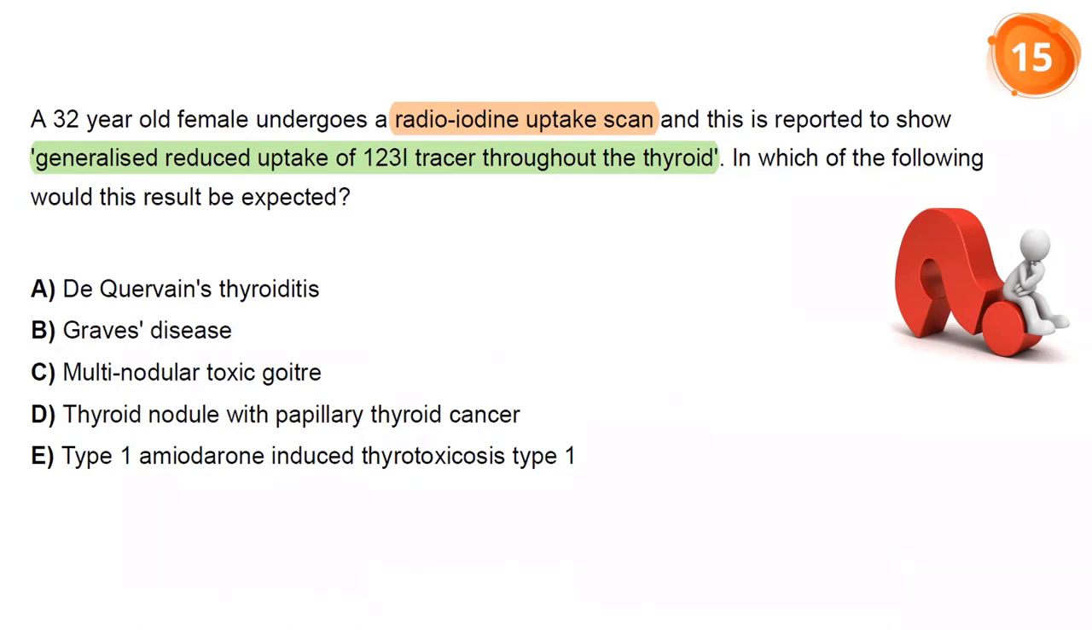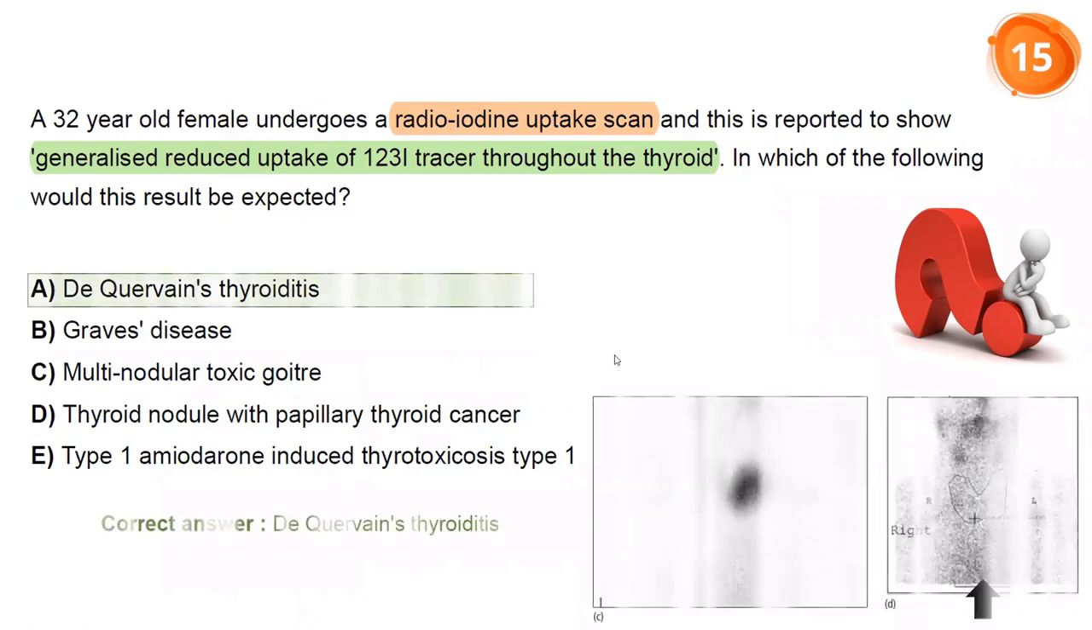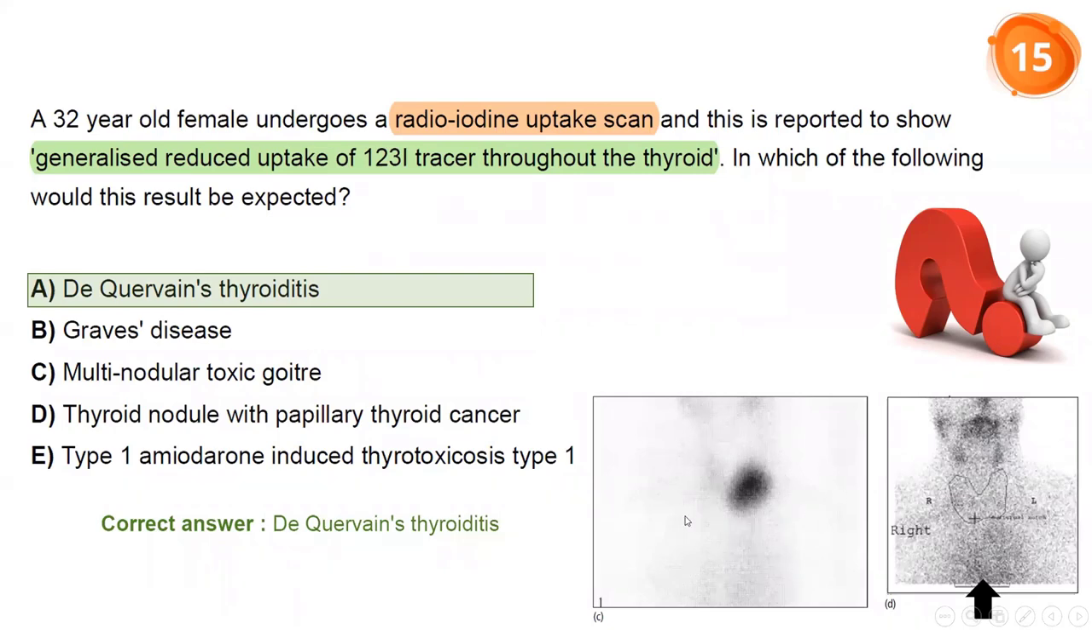So De Quervain thyroiditis leads to low, reduced uptake. And Graves' disease is like this. What is the diagnosis of this one? This is a toxic nodule. Toxic adenoma. So this is a toxic adenoma. Do we need to do fine needle aspiration biopsy in the toxic nodule? No, because the risk of malignancy is very low. Not 0% actually, but very, very low. So no need to do fine needle aspiration biopsy.